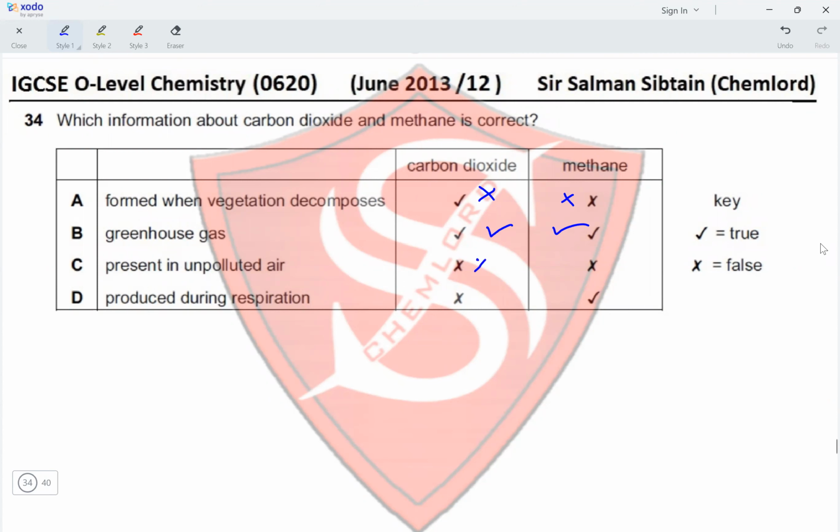Present in unpolluted air. Carbon dioxide is present in unpolluted air. Methane is not present in unpolluted air. And produced during respiration. Carbon dioxide is produced during respiration. Methane is not produced during respiration. Therefore, the correct option for this question is option B.